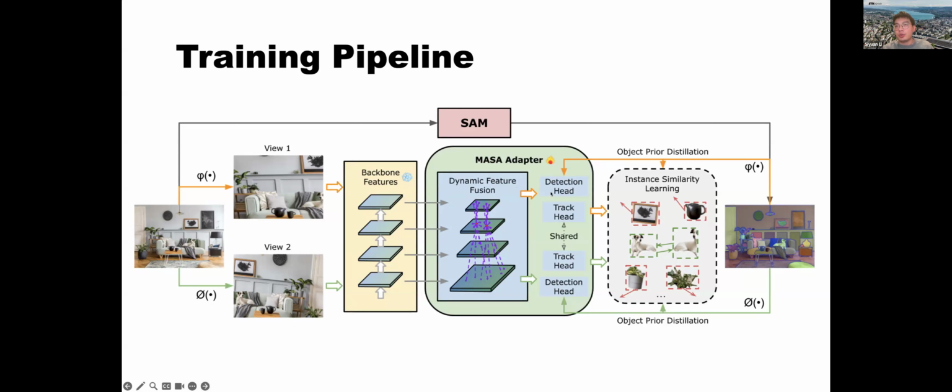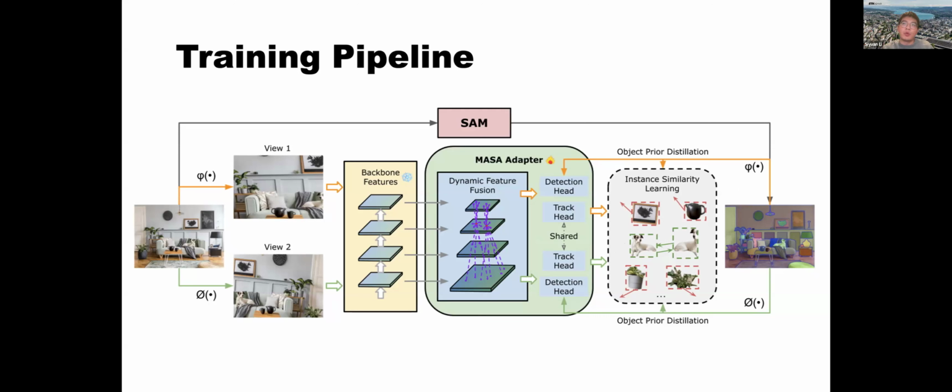And then we add two heads, one detection head and one track head, very lightweight. And we train with multitask learning. First, we distill the object prior by applying detection loss on the dense region proposals generated by SAM. And then we have a track head, which learns how to push the embeddings together if they're from the same object and push the embeddings away if they're from different objects.